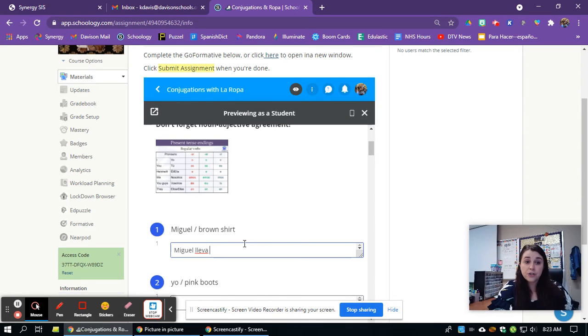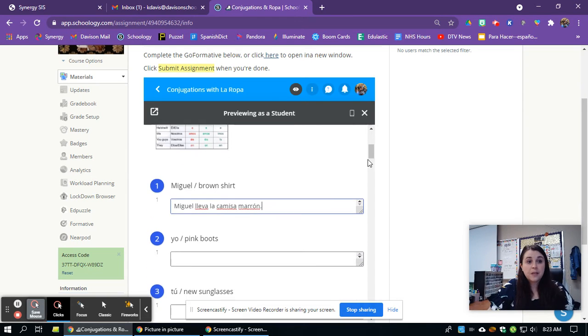And then I'm going to say a shirt. So you can say either una camisa or la camisa. And then you're going to say the color and make sure it matches. So camisa is feminine, so my color should be feminine, but marrón is the same masculine or feminine. So then I put a period at the end and I move on to my next one.